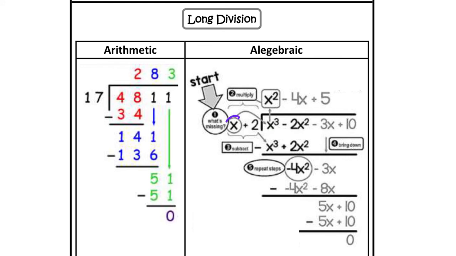So if I look at x and x cubed, if I divide those two, what's x cubed divided by x? It's x squared, right? So this x squared goes here. And so we're going to multiply x squared with x and x squared with 2. What's x squared times x? It's x to the third. What's x squared times 2? That's 2x squared.